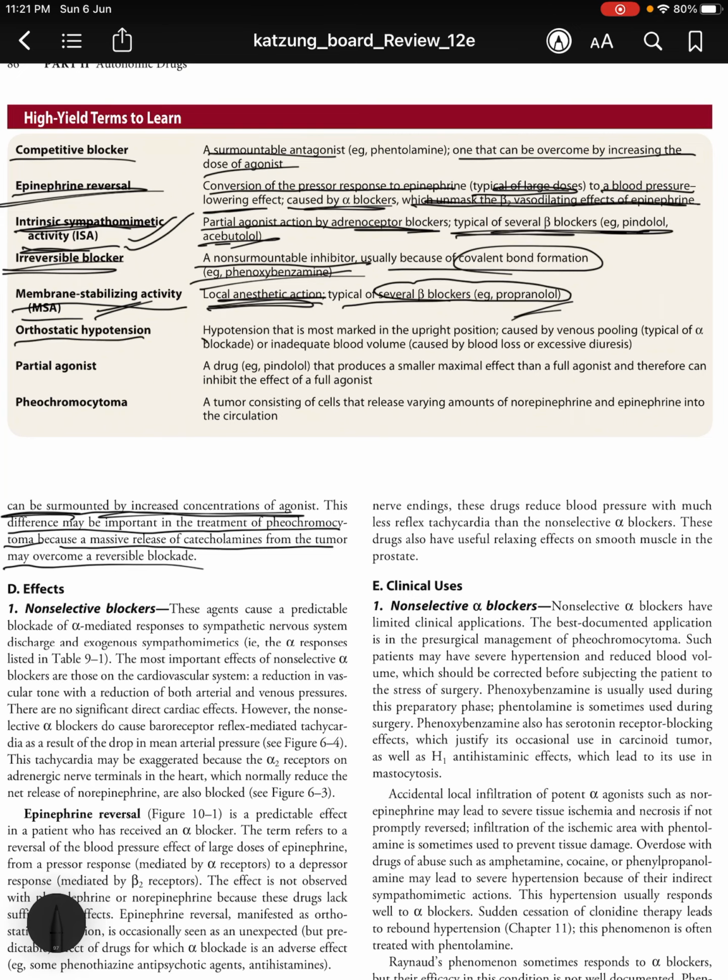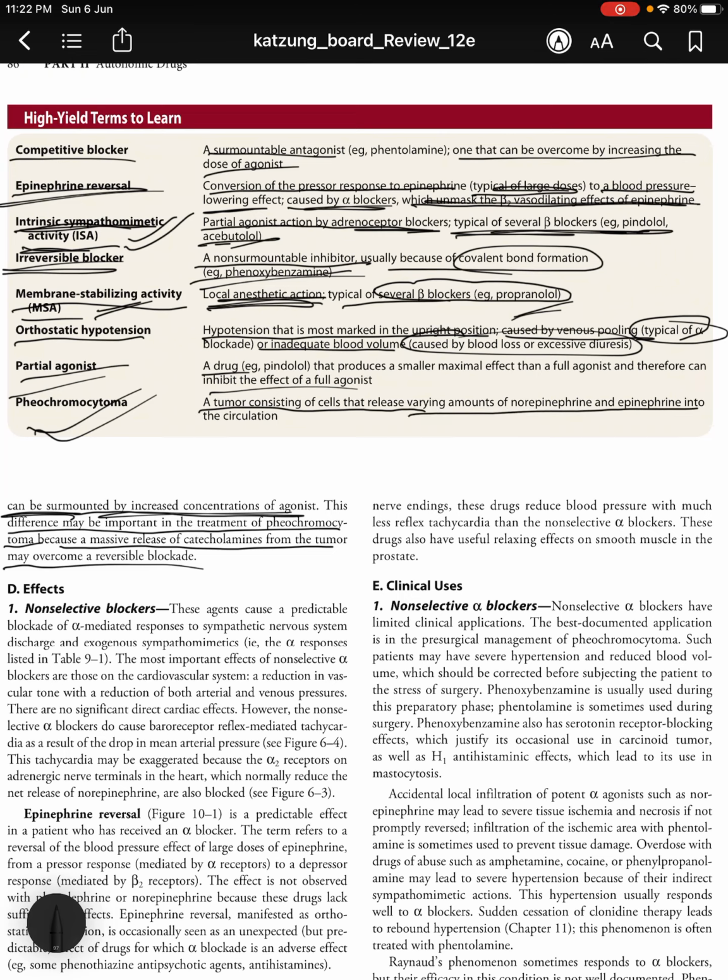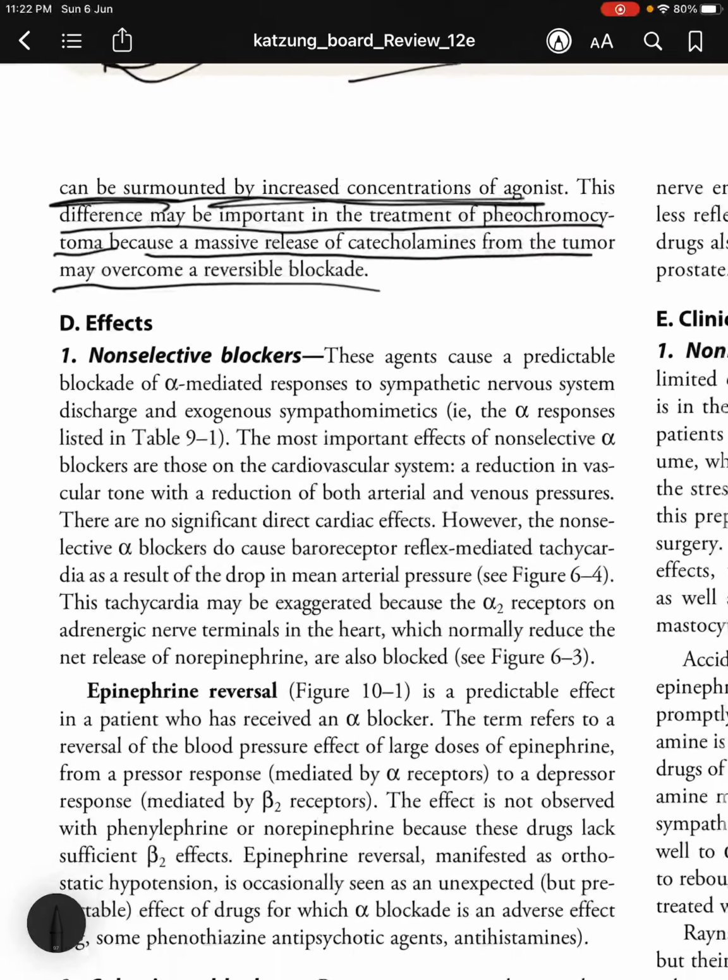And orthostatic hypotension is most marked in the upright position, caused by venous pooling, typical of alpha blockade, or by inadequate blood volume caused by blood loss or excessive diuresis. Partial agonist: a drug such as pindolol that produces a smaller maximal effect than a full agonist and therefore can inhibit the effect of a full agonist. And pheochromocytoma is an adrenal medullary tumor consisting of cells that release varying amounts of norepinephrine and epinephrine, such as catecholamines, into the circulation.